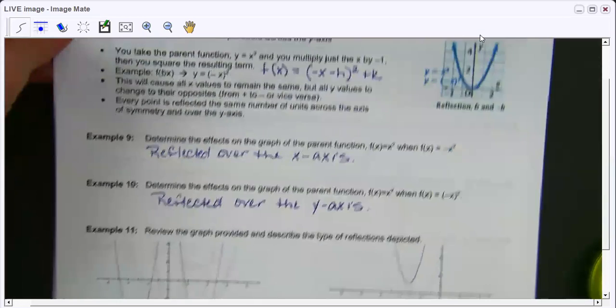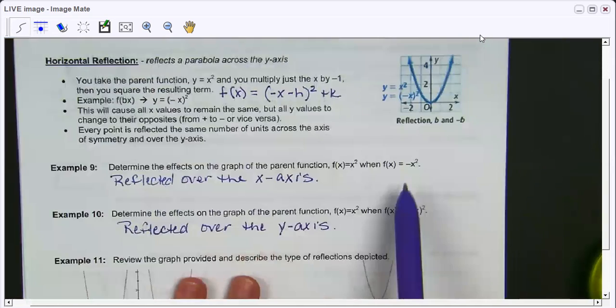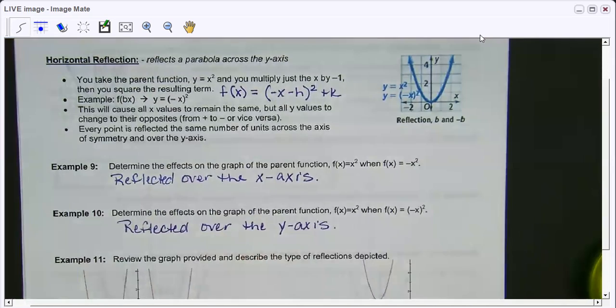Nine and 10 are exactly the same, so why is the answer different? One has parentheses over it, and one has none. Right here, you're multiplying the entire function by a negative. Over here, you're just multiplying the x by a negative.